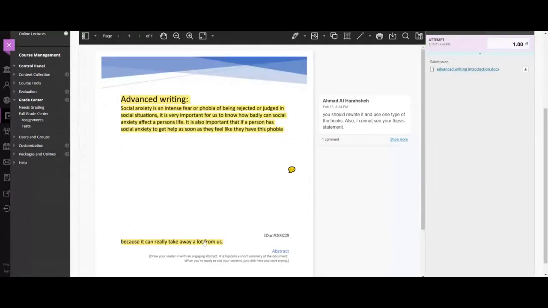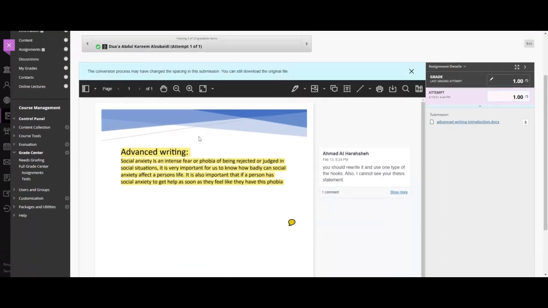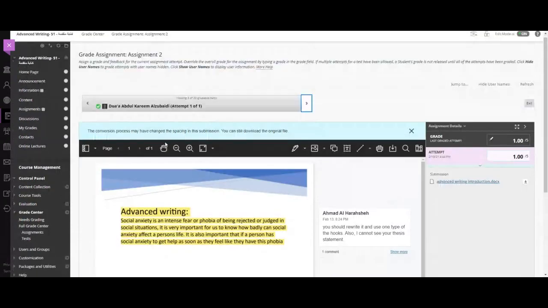What does this refer to? This is number one. Number two, where is your thesis statement? I can't see your thesis statement. So how can you write an introductory paragraph without a thesis statement? Direct thesis statement. Right? Let's take another attempt.